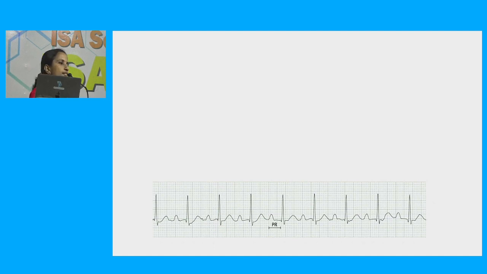So what is this ECG? I didn't see the time before, sorry. So I think I will ask my team to answer, otherwise we won't be able to complete.